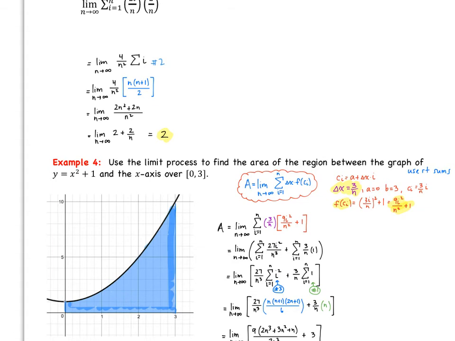This last example, we're going to use a little bit of what we talked about in the previous video, along with what we are doing today in this video with those formulas. So we're going to use the limit process to find the area of the region between the graph of y equals x squared plus 1 and the x-axis over 0 to 3. So I shaded that region. We want to find the area of the shaded region, okay?